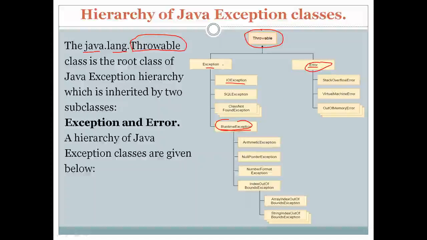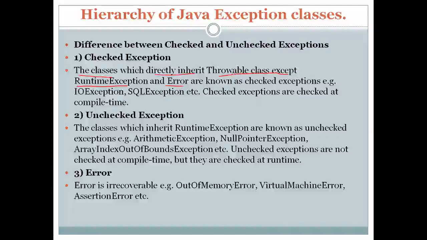All the others are categorized as checked exceptions, meaning IOException, SQLException, ClassNotFoundException. These are called checked exceptions. Example, IOException, SQLException, etc. are called checked exceptions. Checked exceptions are checked at compile time. Why is it called a checked exception? Because these are checked at the time of compilation, remember. That is why it is called a checked exception.